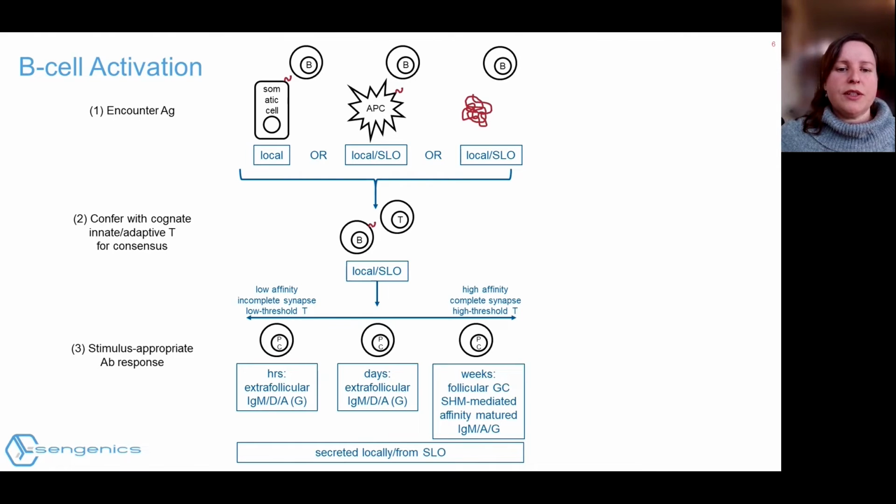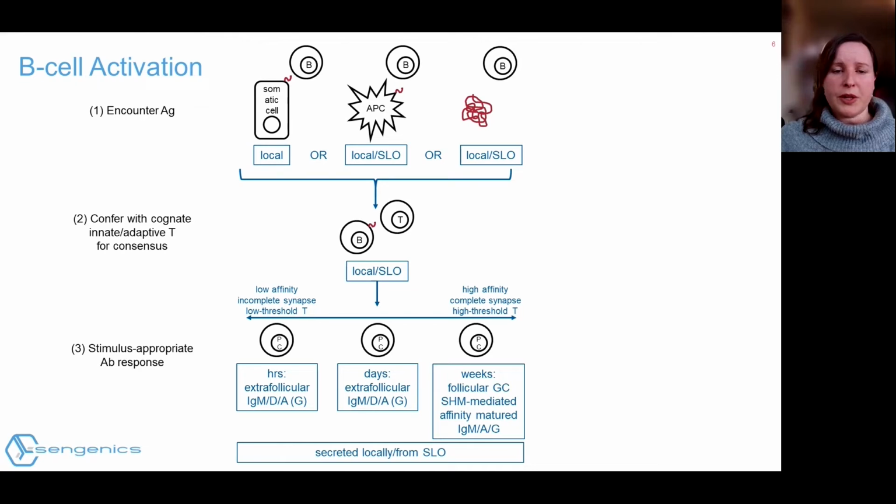Finally, appropriately activated B cells will become plasma cells that secrete antibodies that are specific for the original inciting antigen. How well the B cell has immunologically synapsed with the T cell will determine the quality of antibody response. So if you started off with a low affinity antigen, then the synapse between the T cell and the B cell may be quite short and sort of incomplete. And so that will clearly influence the quality of your response.